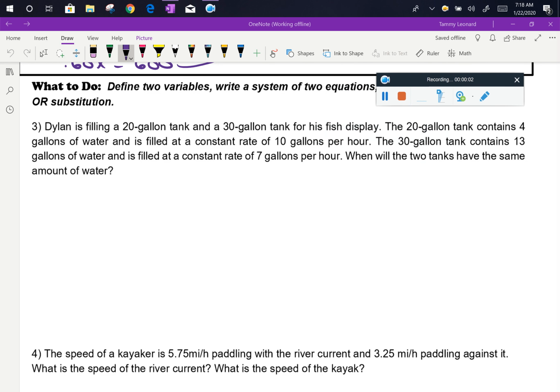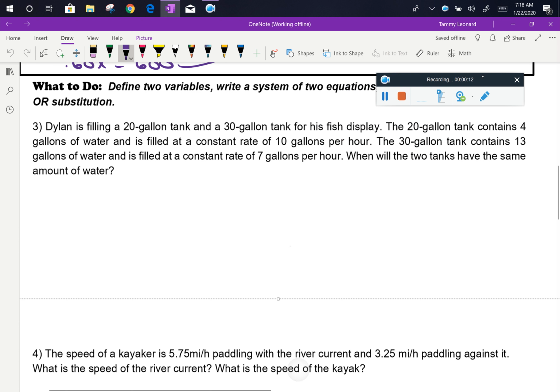In this word problem, Dylan is filling a 20-gallon tank and a 30-gallon tank for his fish display. The 20-gallon tank contains 4 gallons of water and is filled at a constant rate of 10 gallons per hour. Whenever we see the word rate, we should be thinking of rate of change or slope. And this gets me thinking that perhaps we're going to be dealing with y equals mx plus b type equations.